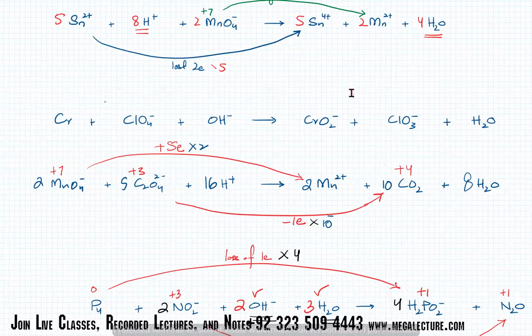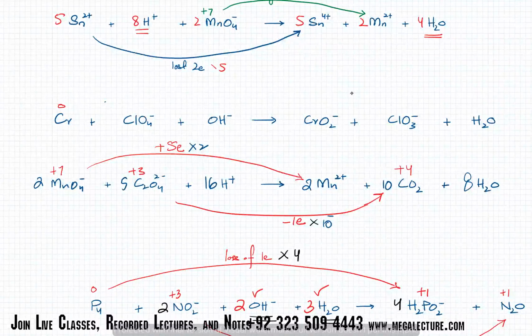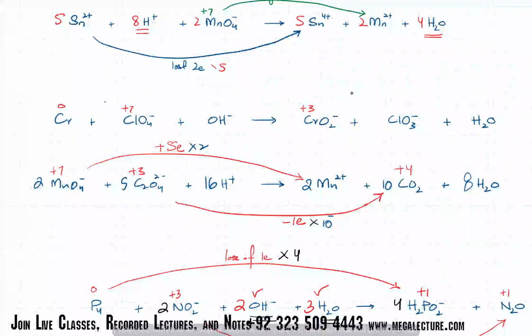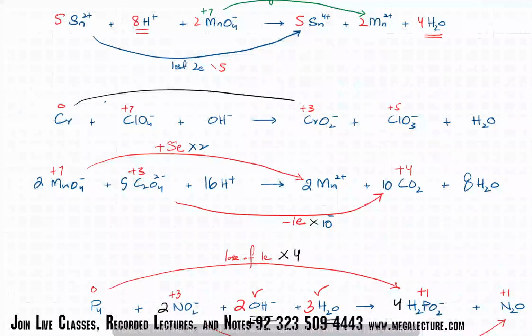So I think we already did this one, so let me just quickly redo it. The Cr has an oxidation state of zero. Cl over here I think is +7. CrO2 -1, that's +3, right? ClO3 -1, that's +5, right? So Cr is going from what? It's going from 0 to +3.